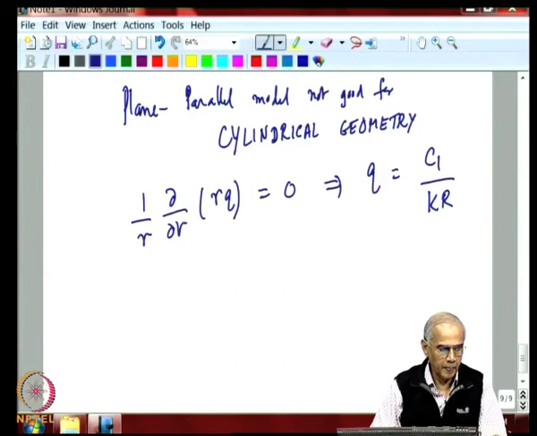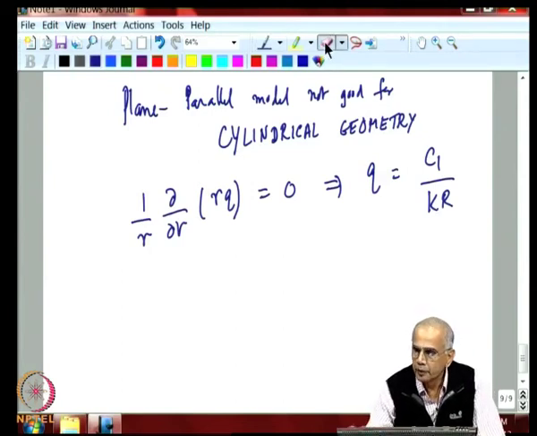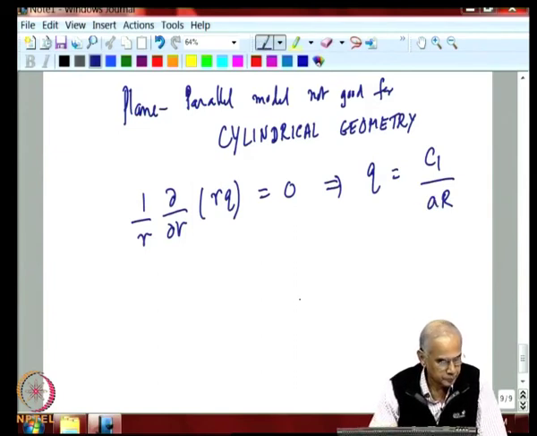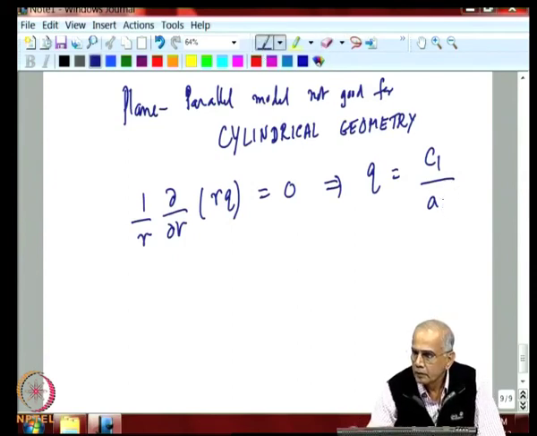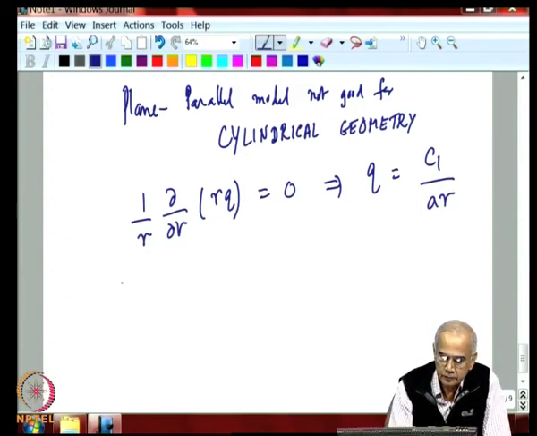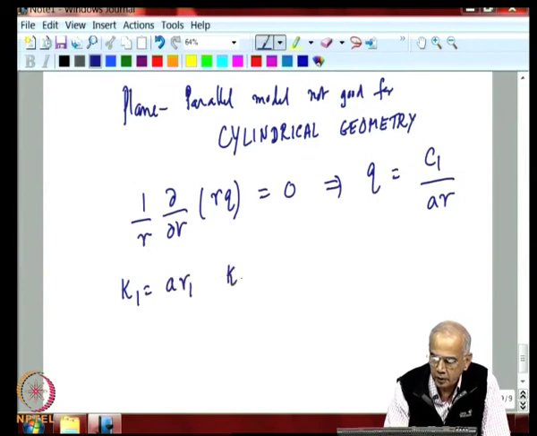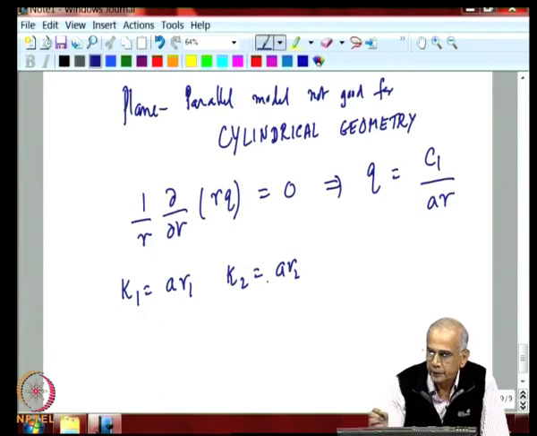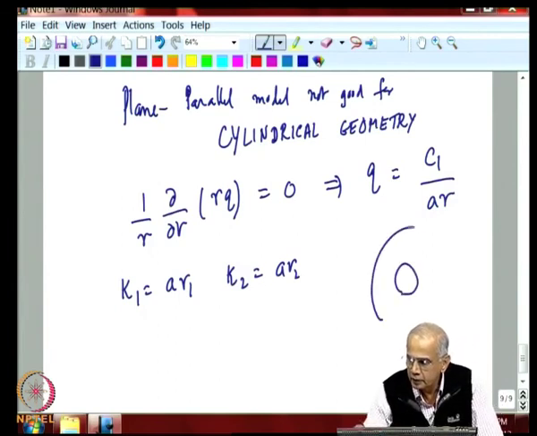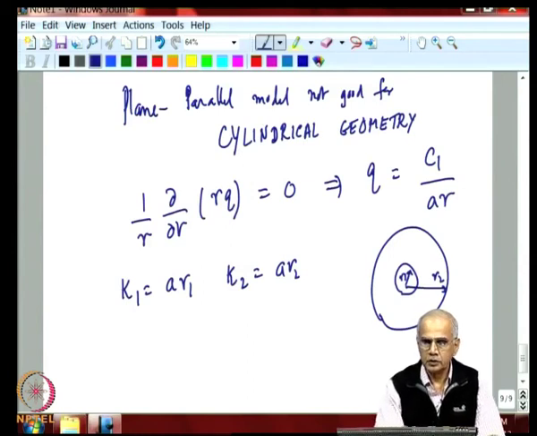And if you define, okay, let me go back to A, I am sorry, absorption coefficient under R, and if you define kappa 1 as A times R1 and kappa 2 as A R2, the two optical depths, that is, you have a cylinder here and another cylinder here. This is R1 and this is R2. So, these are the two optical depths of interest to you.